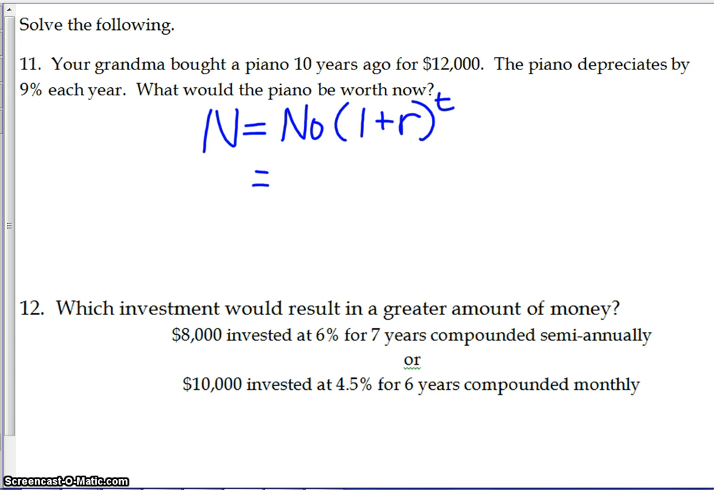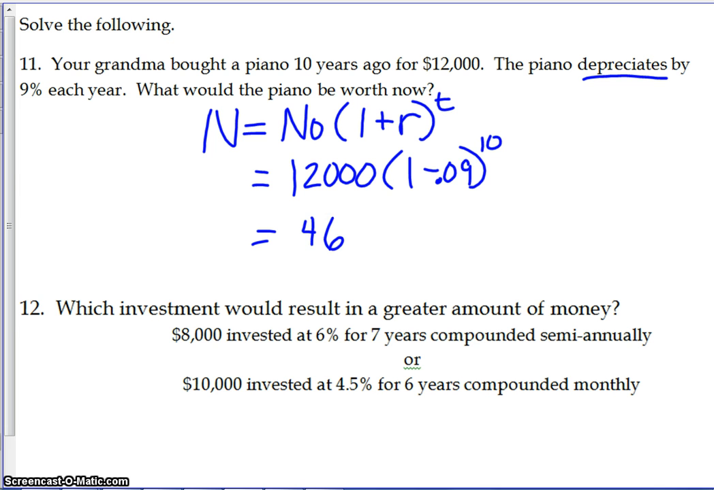Now here my original value was $12,000. But the rate here, it's depreciating. Well, when a rate depreciates, you subtract the rate. So we're going to subtract 0.09 for our rate, and we were talking over a timeline of 12 years. Now when I calculated that on my calculator, I got an answer of $4,672.99, and that's how much this piano would be worth after those 10 years.